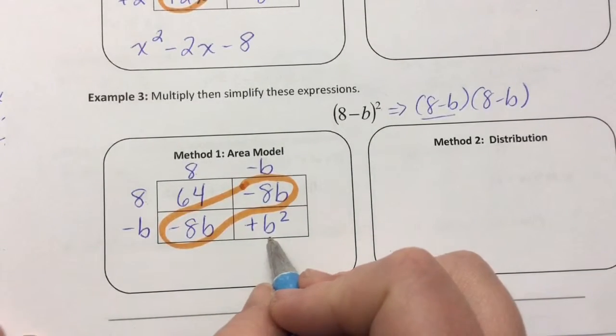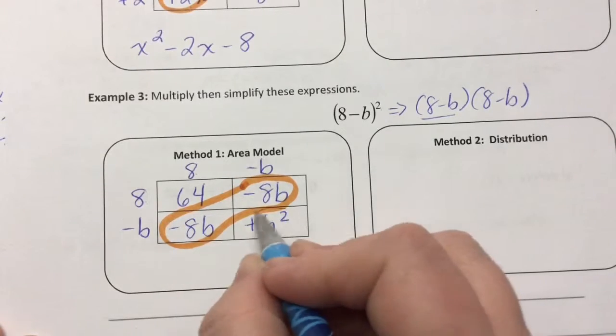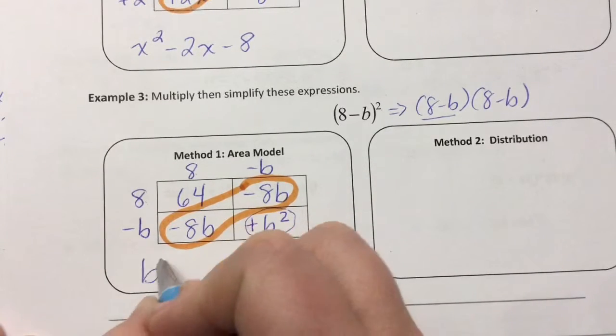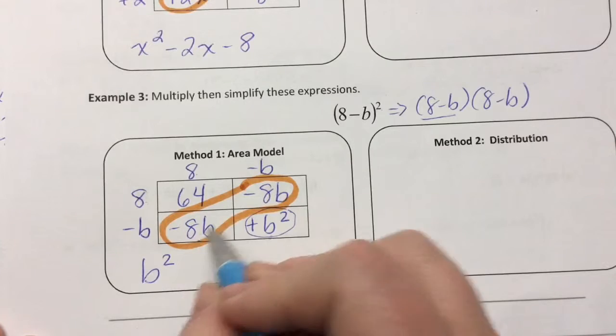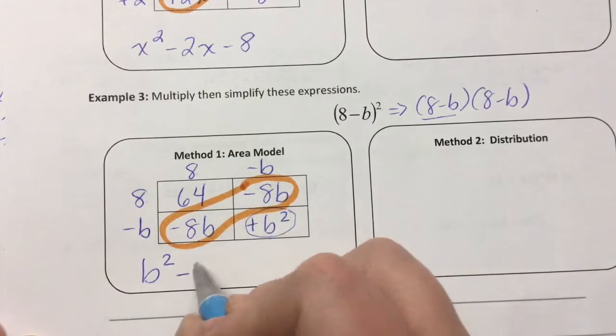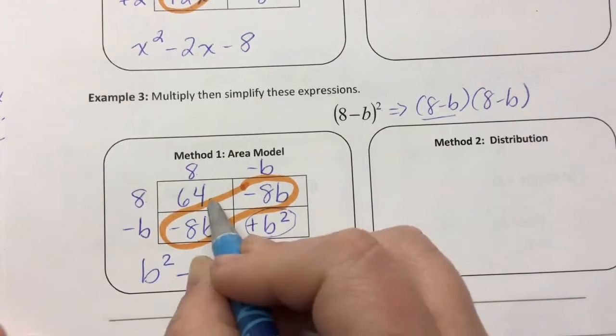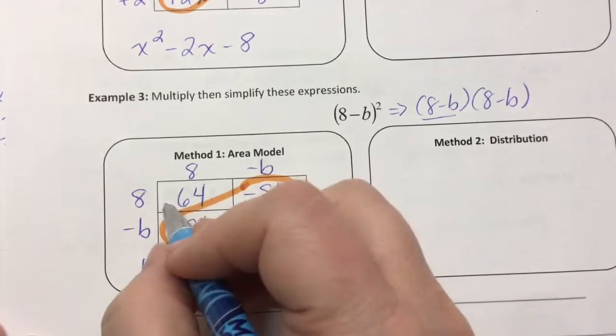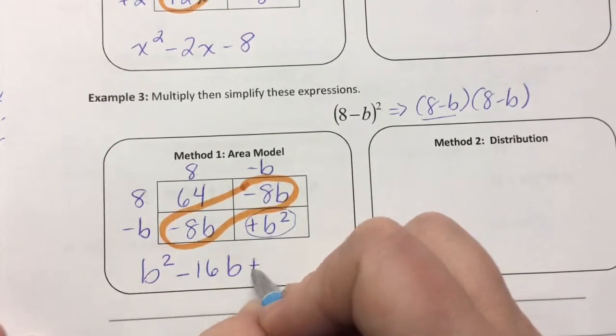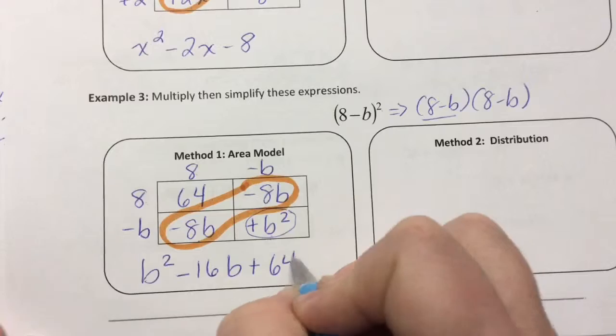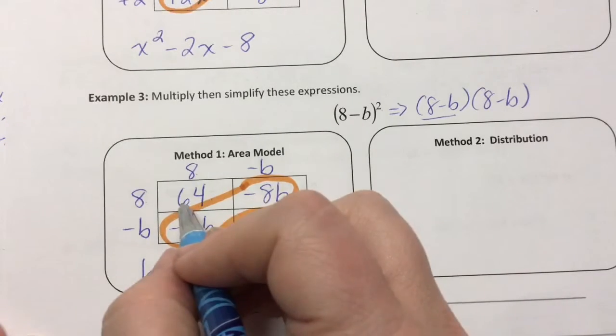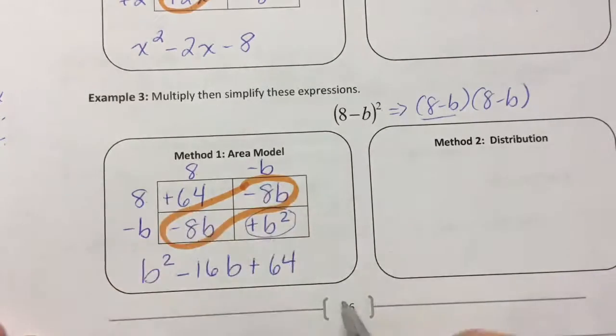And I start with my highest exponent. So when I write down my answer, I'm going to start with this. So b² minus 8 plus minus 8 is minus 16b. And I finish with my 64. But be careful, you have to put the operation in between. You can't just write 64. So 64 is actually a positive 64, so you're going to put plus 64 in the answer. So that's how you would do a binomial times a binomial.